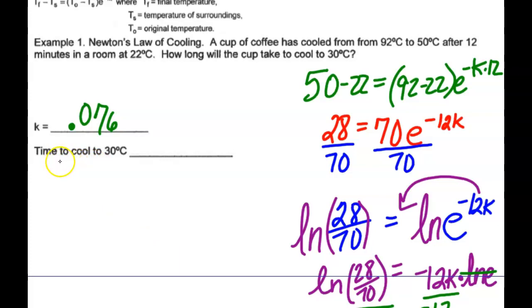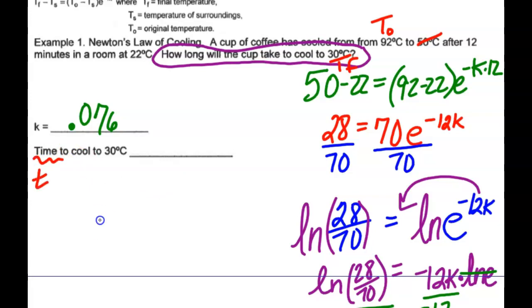Now we're supposed to find the time for it to continue cooling down to 30 degrees. We're doing the second part now. How long will it take to get to 30 degrees? We're going to go from the original time that it came out. So it was 92 down to, we want it to get to 30 now. So this is our original temperature, and our final temperature is now going to be 30. We're trying to find what now? Time. So we don't use the 12 minutes anymore. And the room is still 22 degrees, so this is our surroundings or medium or whatever you want to use for that one.